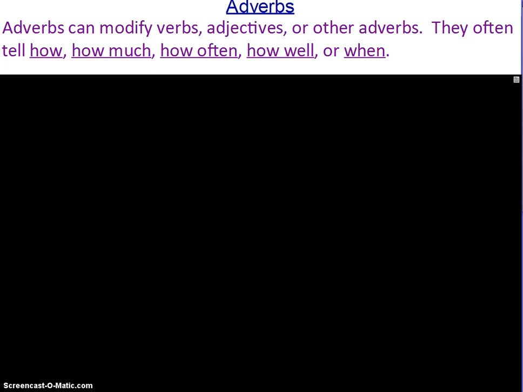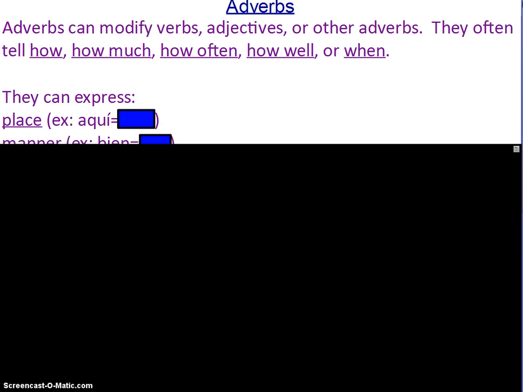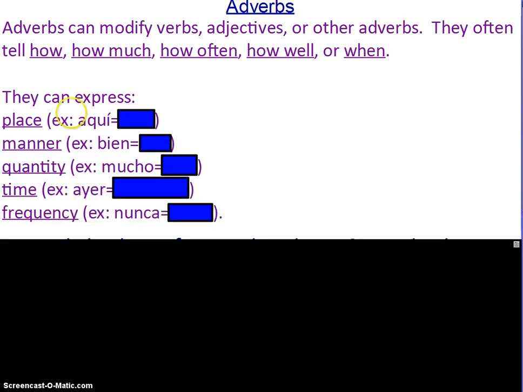Alright class A, time to talk about our last topic in our Unit 5A notes, and those are adverbs. Adverbs can modify verbs, adjectives, or other adverbs. They often tell how much, how often, how well, or when. This is an English lesson. We're talking about adverbs in Spanish though, so we need to understand them. They can express place, manner, quantity, time, frequency, and here are just some examples.